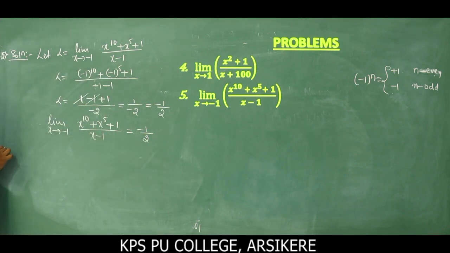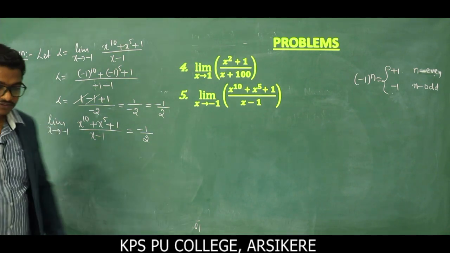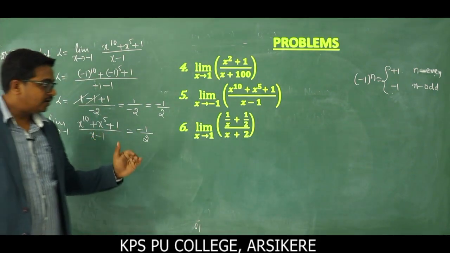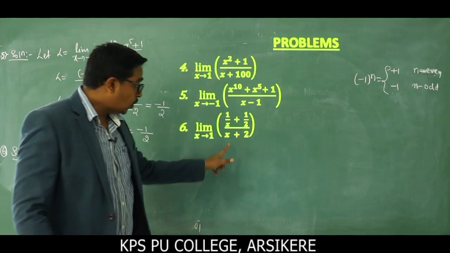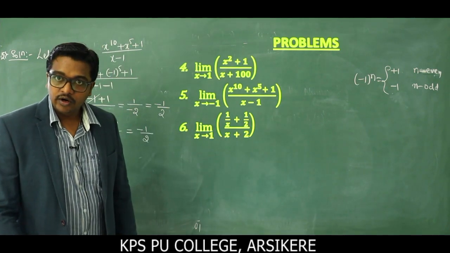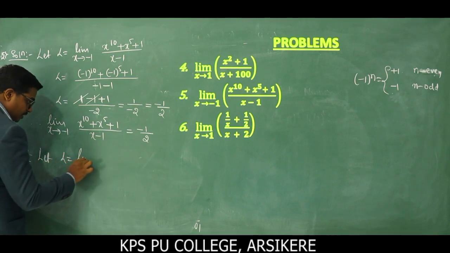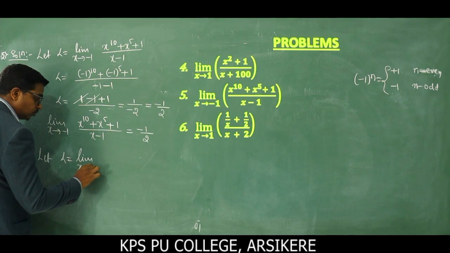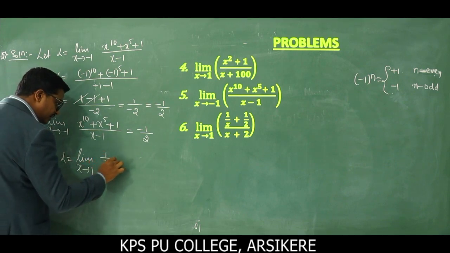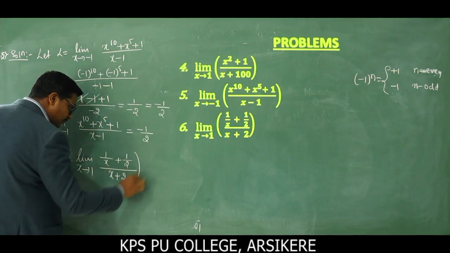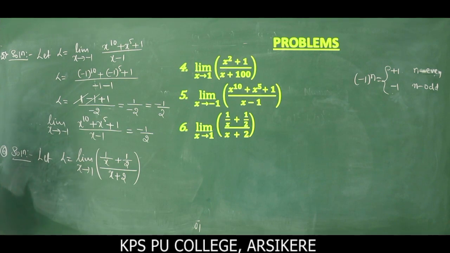Okay, next one, problem number 6. So what is problem number 6? We discuss. The limit as x approaches 1 of (1 divided by x plus 1 by 2) whole divided by (x plus 2). Let L be equal to the limit as x approaches 1 of (1 divided by x plus 1 divided by 2) whole divided by (x plus 2).